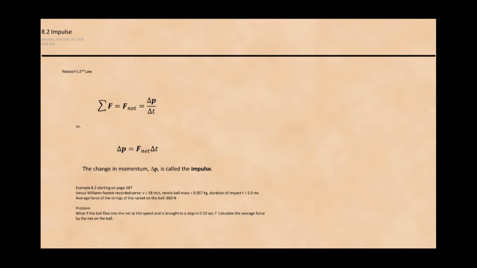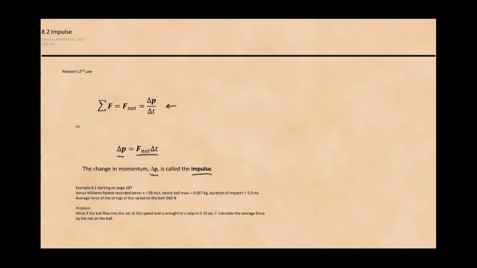Given the definition of momentum and Newton's second law, there's another term we want to define, and that term is impulse. If we take Newton's second law, which says that the net force equals the change in momentum over change in time, and simply solve for change in momentum, the change in momentum is something we call impulse, and it's equal to the net force times delta t.